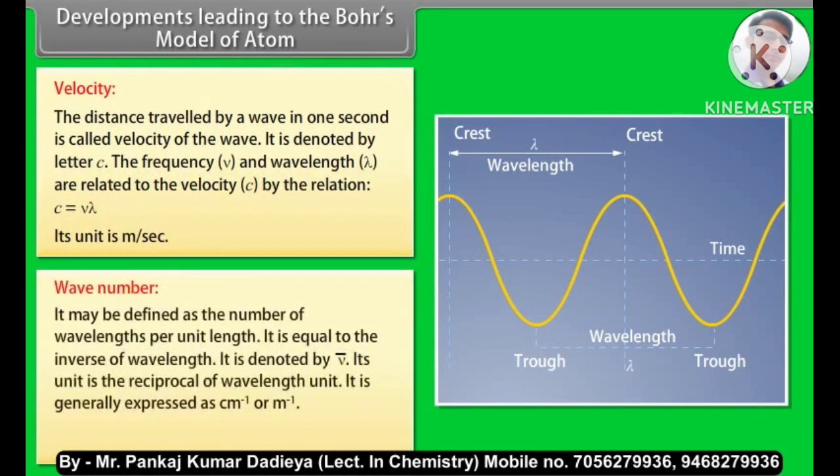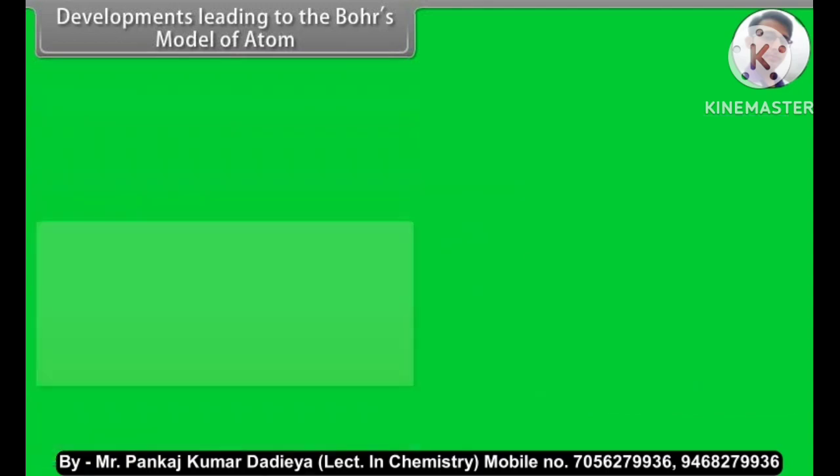Wave number. It may be defined as the number of wavelengths per unit length. It is equal to the inverse of wavelength. It is denoted by mu bar. Its unit is the reciprocal of wavelength unit. It is generally expressed as 1 per centimeter or 1 per meter. Mu bar = 1/lambda.